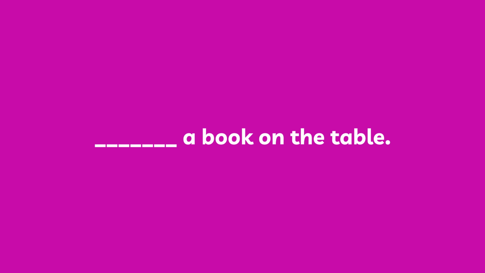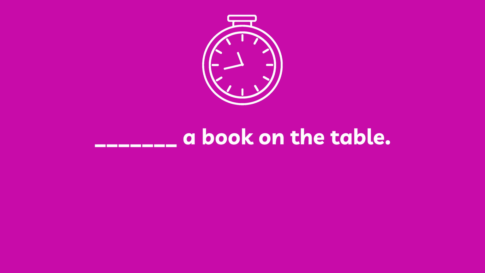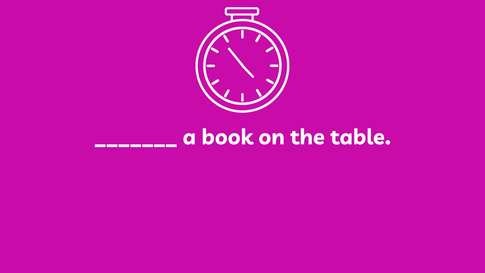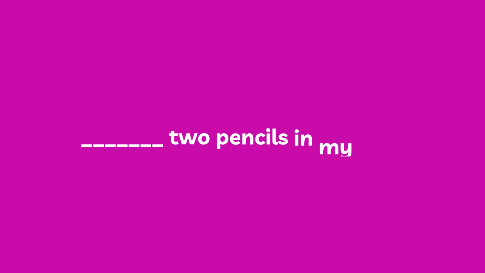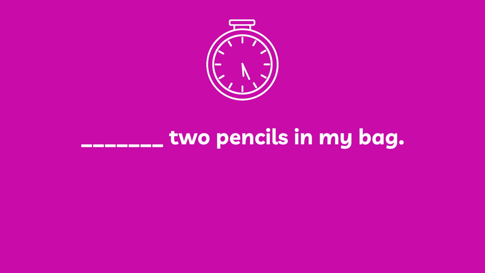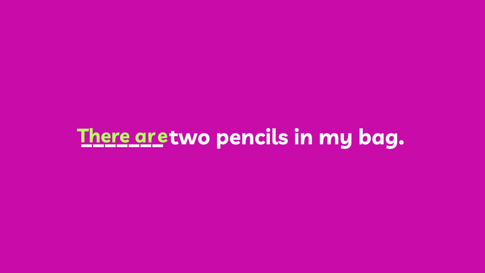Let's practice what you've learned. Complete the following sentences with the correct form of there is or there are. There is a book on the table. There are two pencils in my bag.